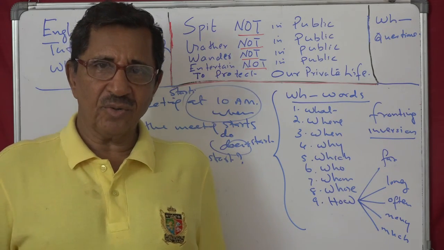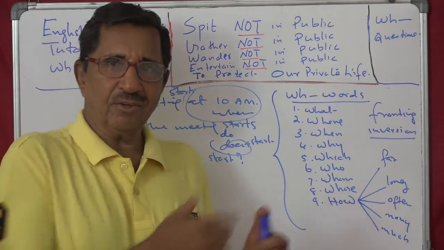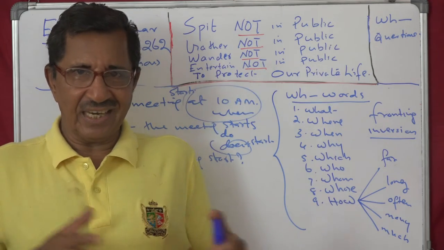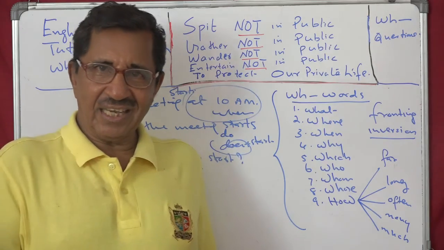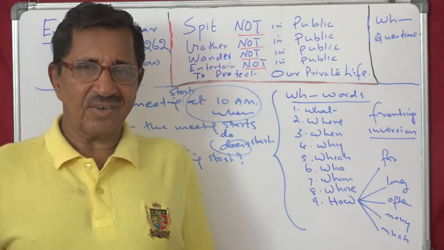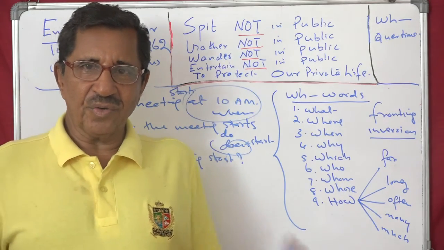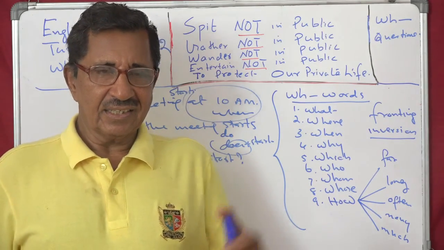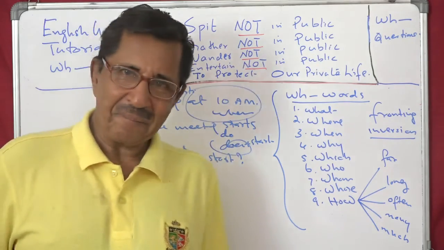WH questions are also known as information questions. Why? Because you are getting new information. Not like yes or no. In yes or no, there is no new information. You can say either yes or no. But in this case it's not like that. You get the information. See, when you ask a question, who is there? You get an answer. There is an angel. That's the point. Okay, fine.